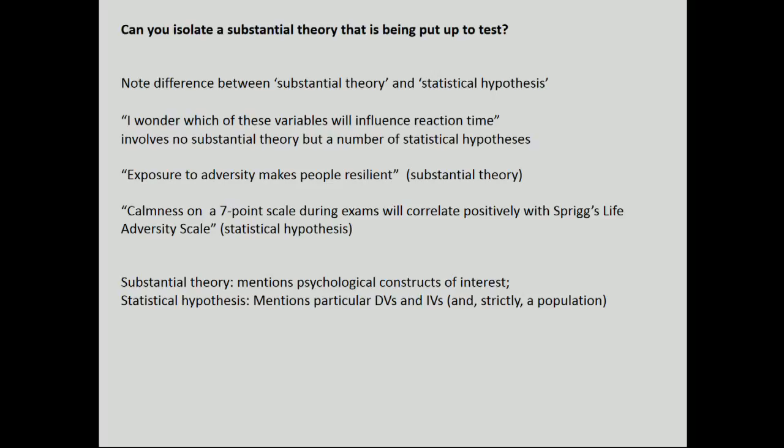So the difference is a substantial theory mentions the psychological constructs of interest, might even mention a mechanism that links those things together. And a statistical hypothesis will mention particular dependent variables, particular independent variables, and really the population from which you're drawing. Although the population is normally not specified exactly and is sort of implicit, it's sort of defined by the participants section. How did you select these participants? Well, whatever population you could regard them as being randomly drawn from is the population.